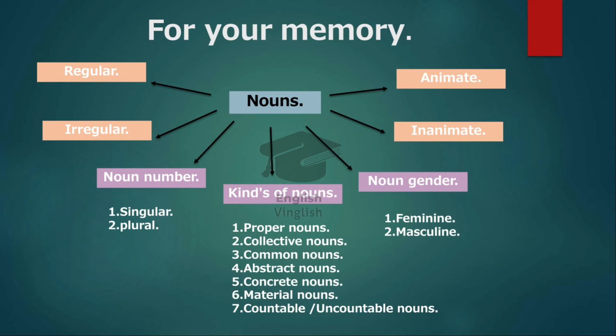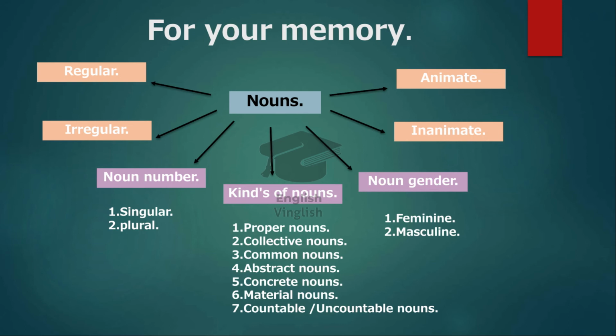Under kinds of nouns, we have learned a lot. Common nouns, proper nouns, collective nouns, abstract nouns, concrete nouns, material nouns, countable and uncountable nouns. As we learned, proper nouns are names of specific things. We can specifically call those. Common nouns refer to a general class. For example, girl, man, cat, etc.